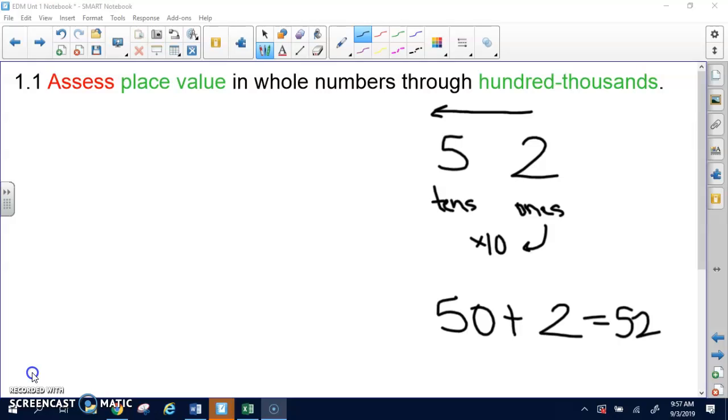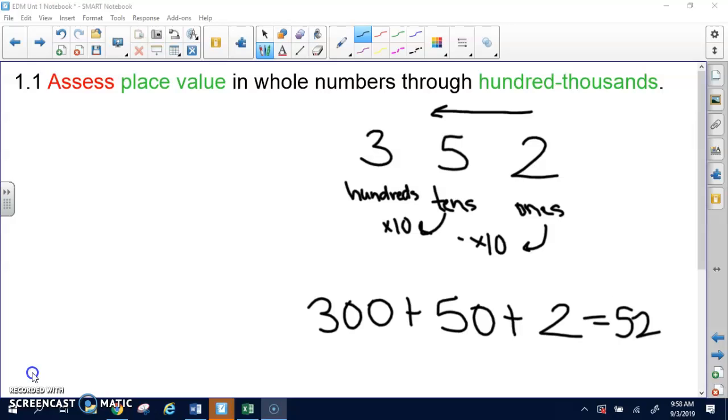Okay. Show me thumbs up, thumbs sideways, thumbs down. How are you feeling about that idea? Okay. As I move forward again from this place, I'm multiplying by 10 again. What's 10 times 10? 100. So this is the hundreds place, right? So let's say I have 3 hundreds. What does that really represent? 300, right? So when I'm looking at this number, it's 300 plus 50 plus 2, which is 352.